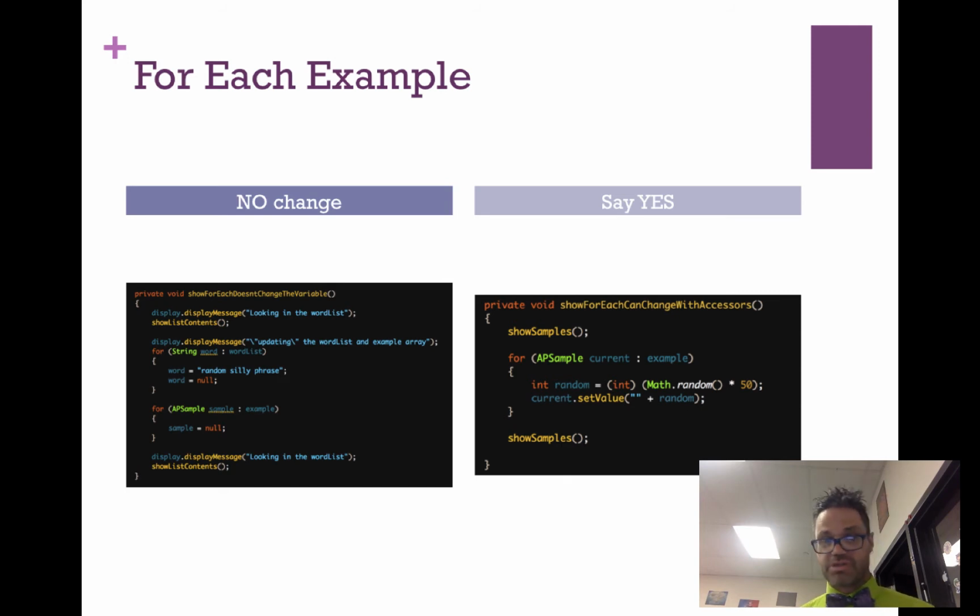Even though I say word equals random silly phrase and word equals null, none of that actually does anything because word right then at that point, as soon as I use that equal sign, the assignment operator, it's a brand new local variable that ends as soon as I hit this closing squiggle right here. It is not helpful. Same thing if it's not just a string. For APSample sample : example.